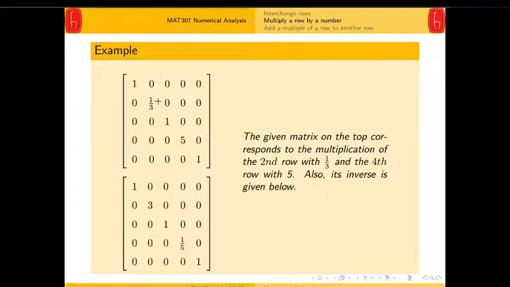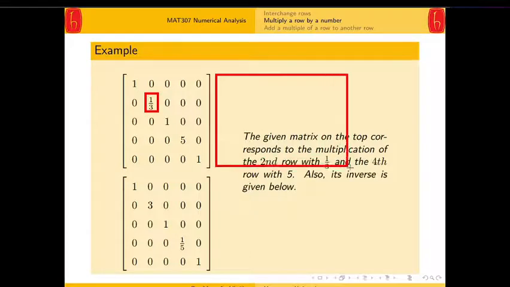Okay, another example. For this particular case, we started with an identity matrix, and the second diagonal entry is replaced by one third. So that means we are about to multiply the second row of the augmented matrix by one third, and here we have 5 on the fourth diagonal entry. So that means we are about to multiply the fourth row of the augmented matrix by 5. Okay, so this is what it means.